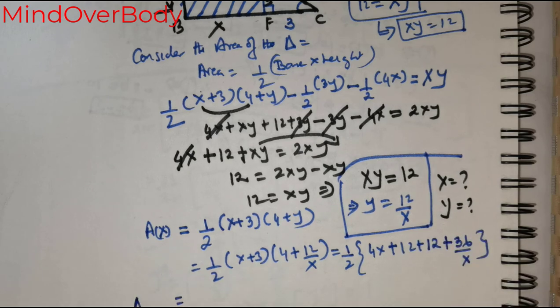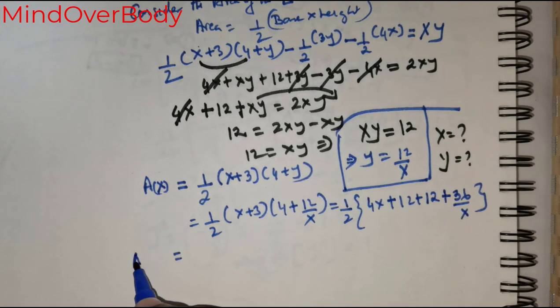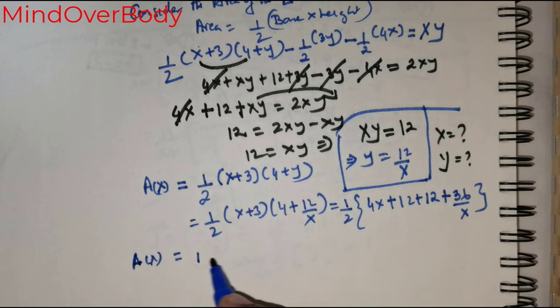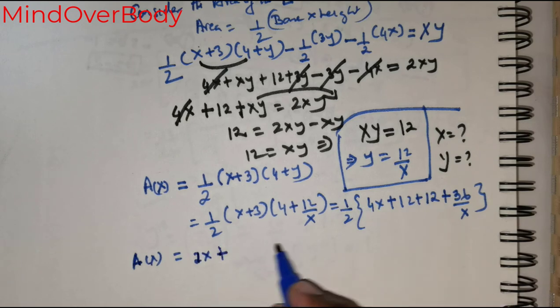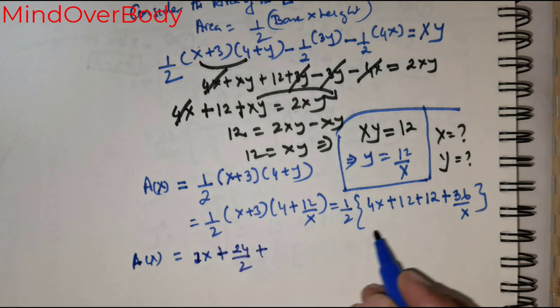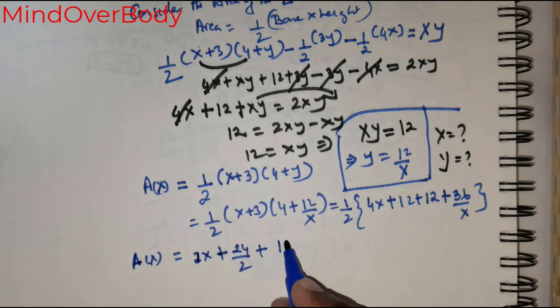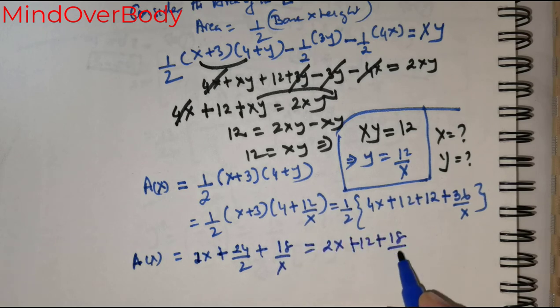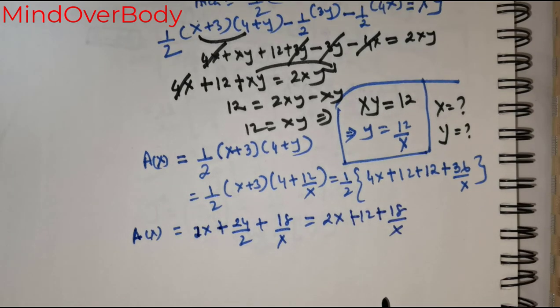Now let me write that down. This is A of x is equal to, if I distribute 1 over 2 inside, this will give me 2x, and 12 added with 12 would be 24. 24 divided by 2 is 12, and 2 divides 36 18 times. So this is what I've got. Of course I can rewrite this as 2x + 12 + 18 over x, right?